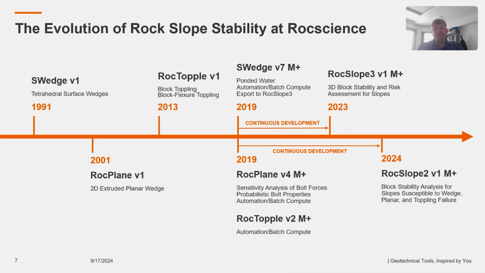And then around last year, we released a product called RocSlope2. And RocSlope2, it's an extremely cool program. We had a webinar on it last year. It basically has the ability to take joint and discontinuity location data and form not only wedges but multi-sided polyhedra in order to do stability and complex stability analysis of blocks.